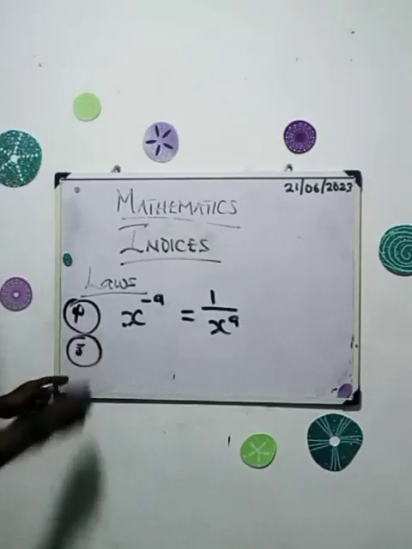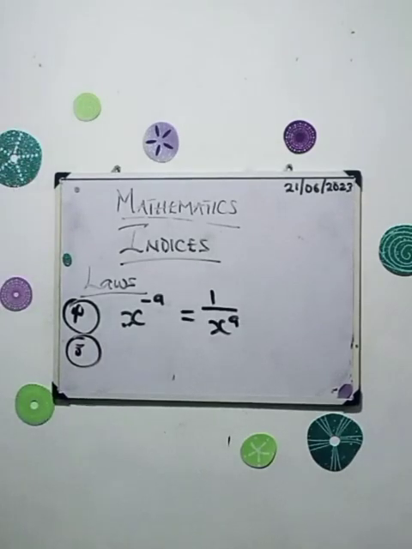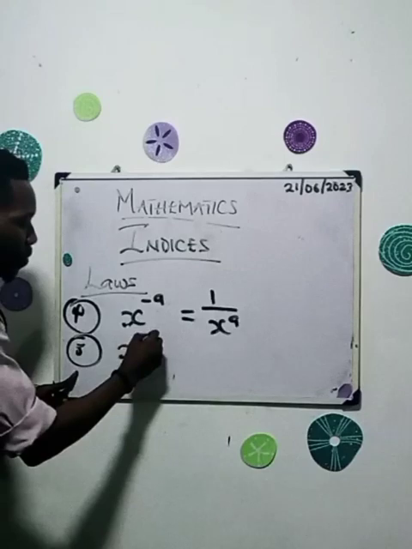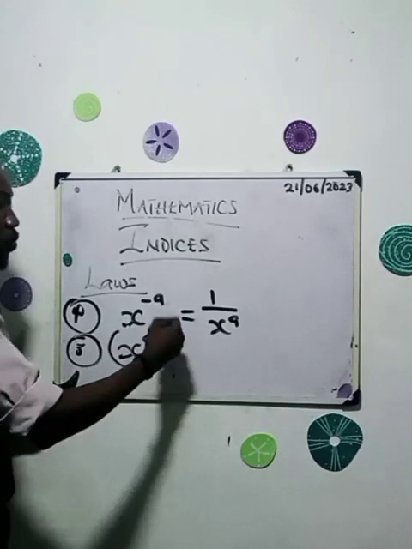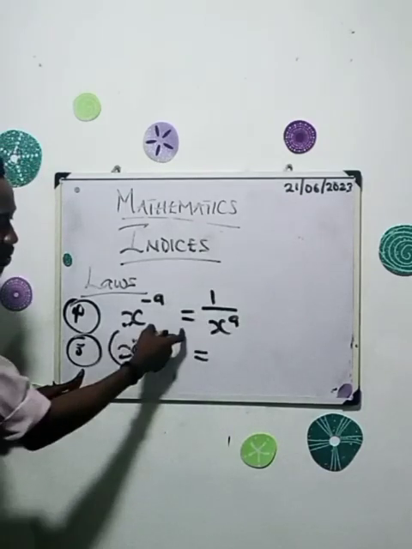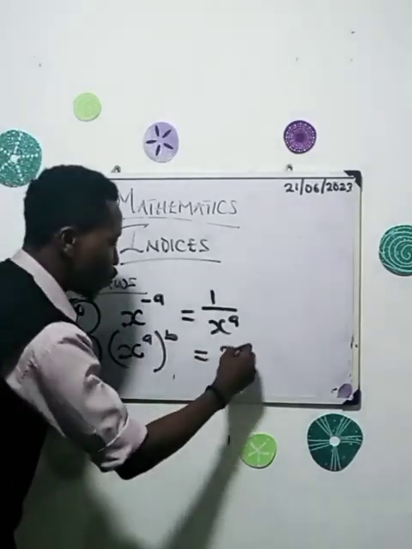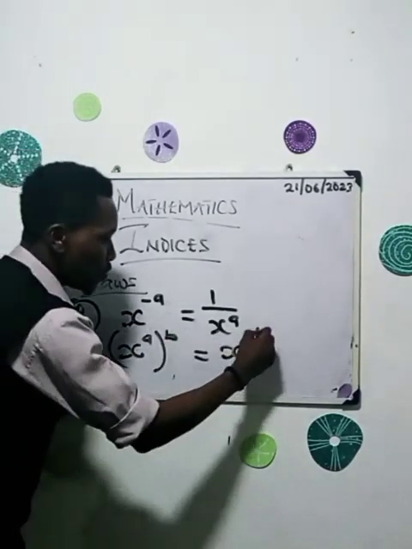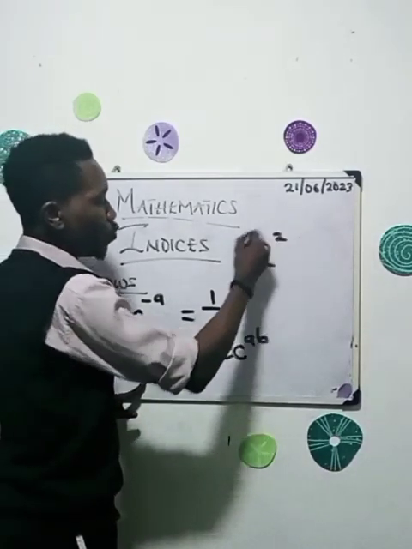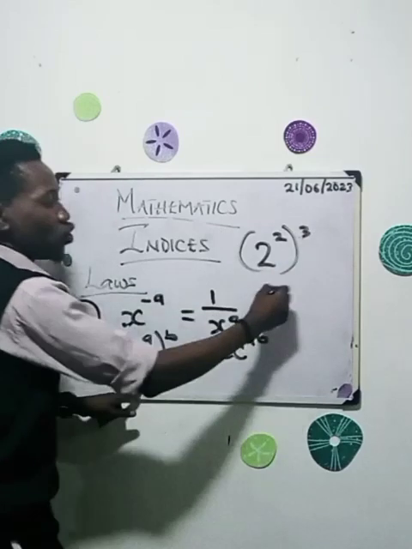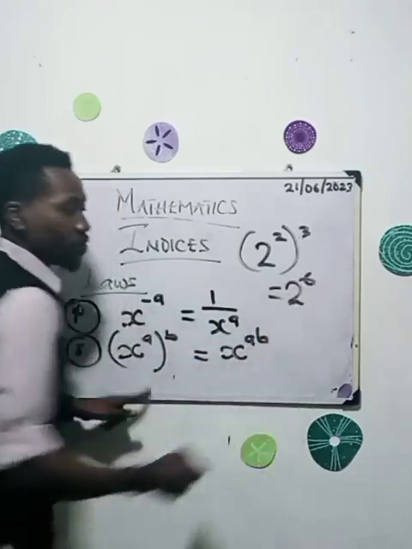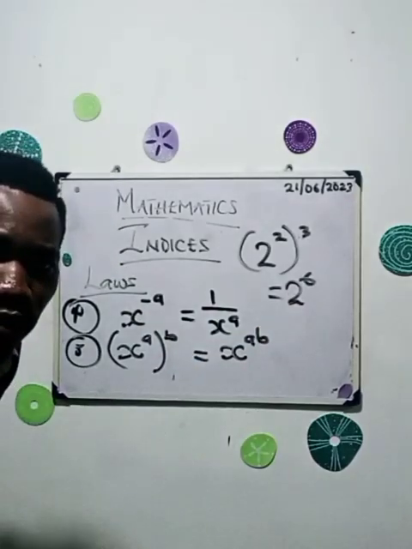Now rule number 5 says, when you have a number with its power in brackets raised to the power of another one, say b, these powers multiply. This a multiplies b, and then you're going to have x raised to the power a times b, which is ab. Example, you have 2 raised to the power 2 in brackets raised to the power 3. Your answer will be 2 times 3. This 2 multiplies this 3, and you have 2 raised to the power 6. That's what that rule is saying.